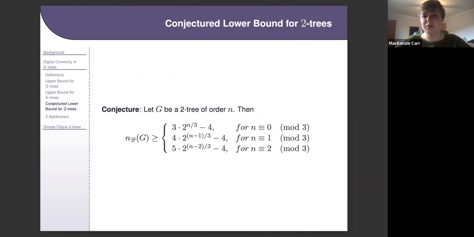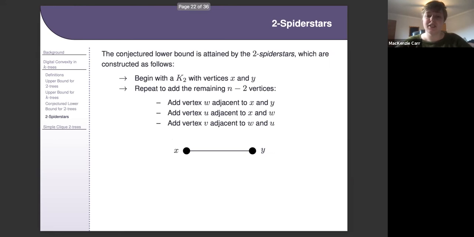If we look at the lower bound, then we run into some problems. We were not able to actually prove this, but based on some calculations for smaller 2-trees, we believe that the lower bound on the number of digitally convex sets is about some multiple of 2 to the n over 3, depending on the order of the graph mod 3. And if this conjectured lower bound is true, then we have a set of 2-trees that attain this bound, which we'll call the 2-spider stars.